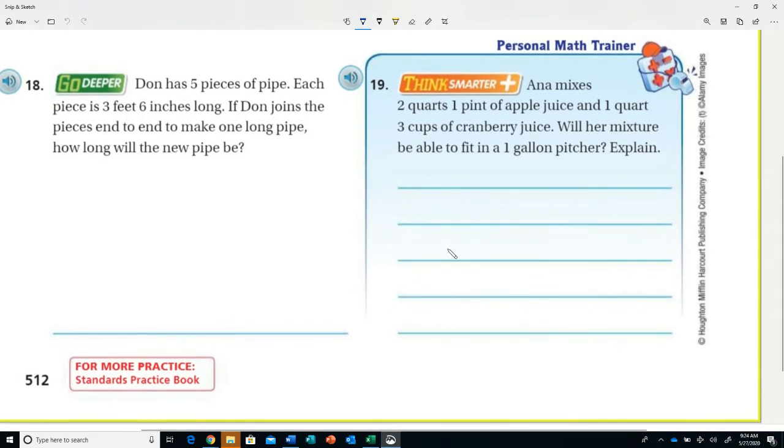All right, 18, go deeper. Don has 5 pieces of pipe. Each piece is 3 feet 6 inches long. If Don joins the pieces end to end to make one long pipe, how long will this new pipe be?